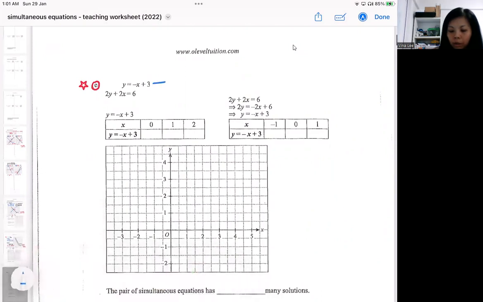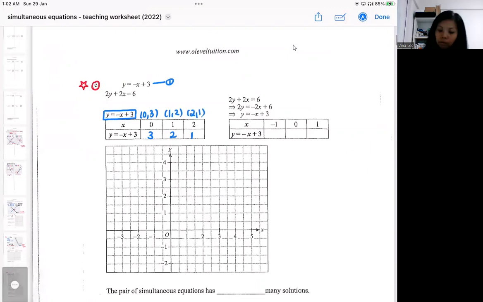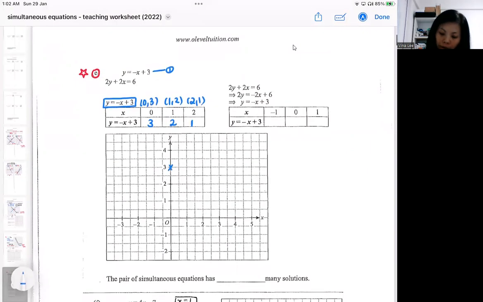Okay, you look at the first equation. I'm going to fill up the table for the first equation. So you will get 3 coordinates. So plot the coordinates. So extend your line. So this will be the equation minus x plus 3.